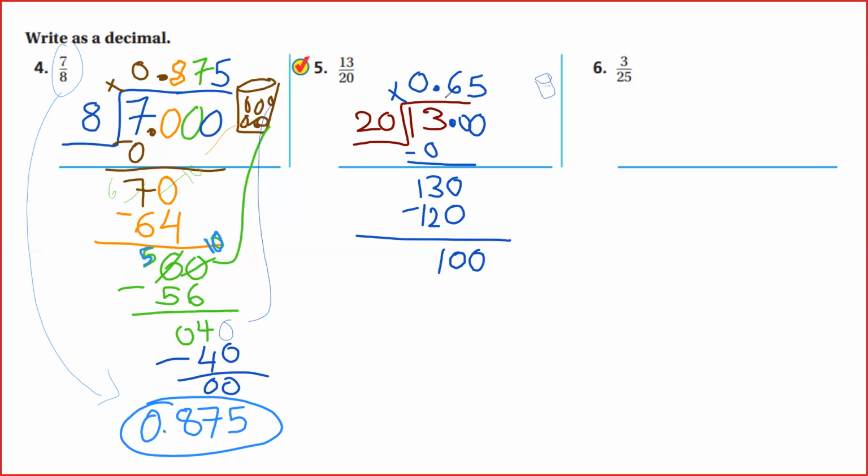5, bravo. 5 times 20 is 100. Then 0. Now my remainder is 0. So that means 13 over 20 is, bravo, 0.65. Thank you, Malak. So this is going to be the answer.